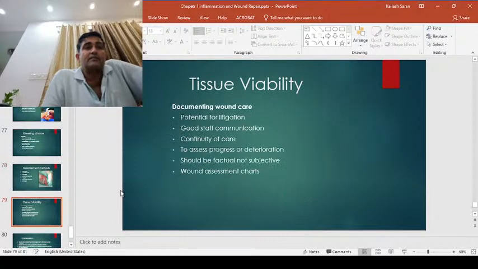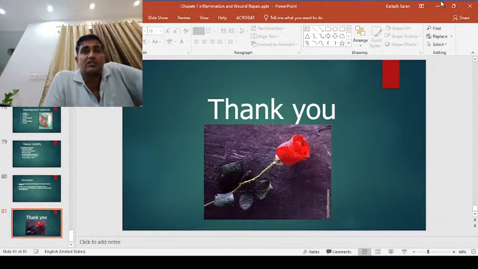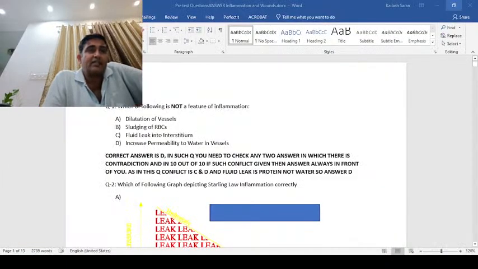Debridement methods, tissue viability. All these things you must go through in these slides, and definitely this will help you in the examination and in attempting the questions.